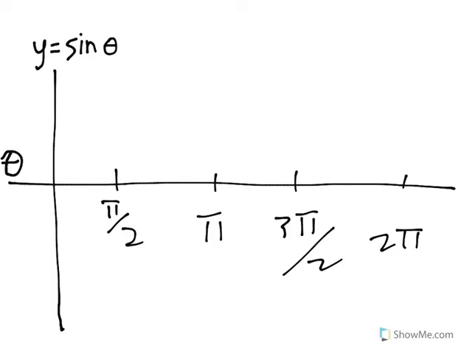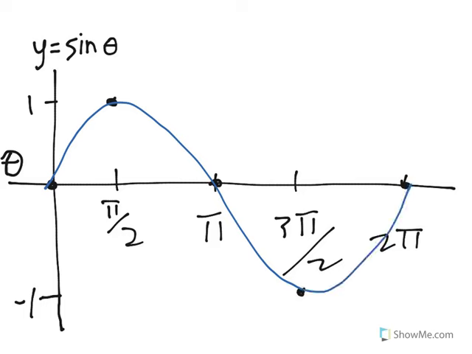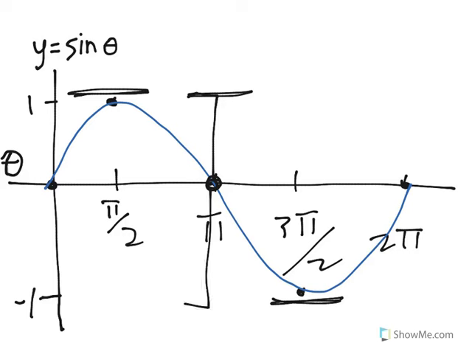So it starts at 0 and goes up to 1 at pi halves, back to 0 at pi, down to -1 at 3 pi halves, and back to 0 at 2 pi. And it looks something like this. If you look at this graph, it never goes greater than 1 and never goes less than -1. So from the midpoint to either the crest or the trough, the amplitude of sine equals 1.